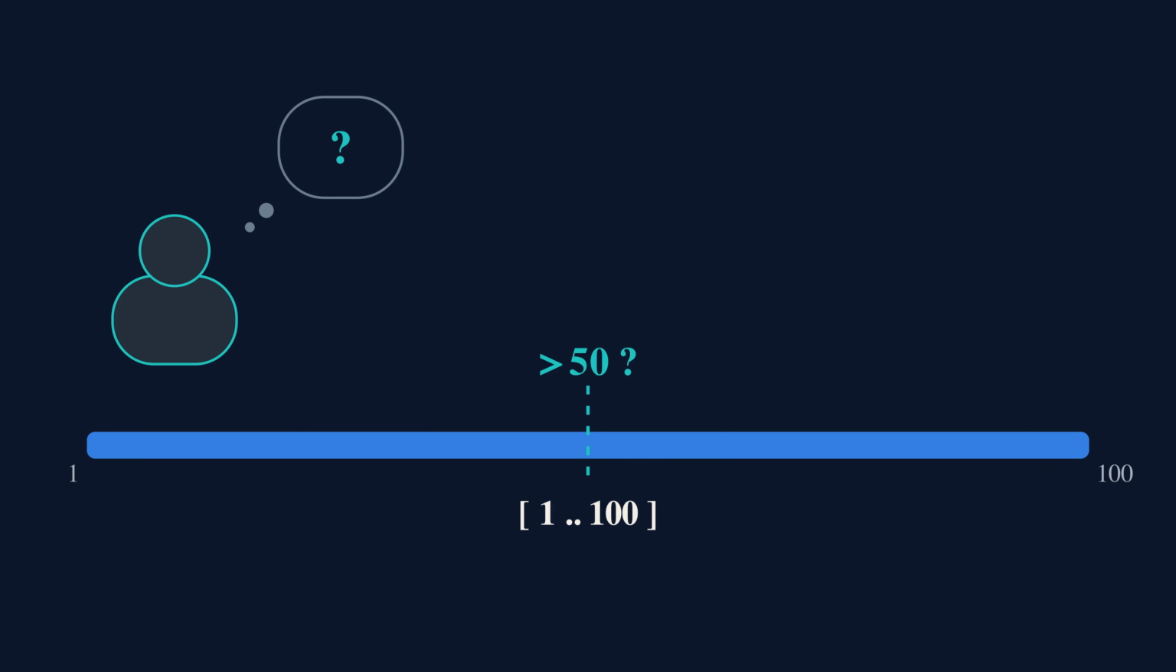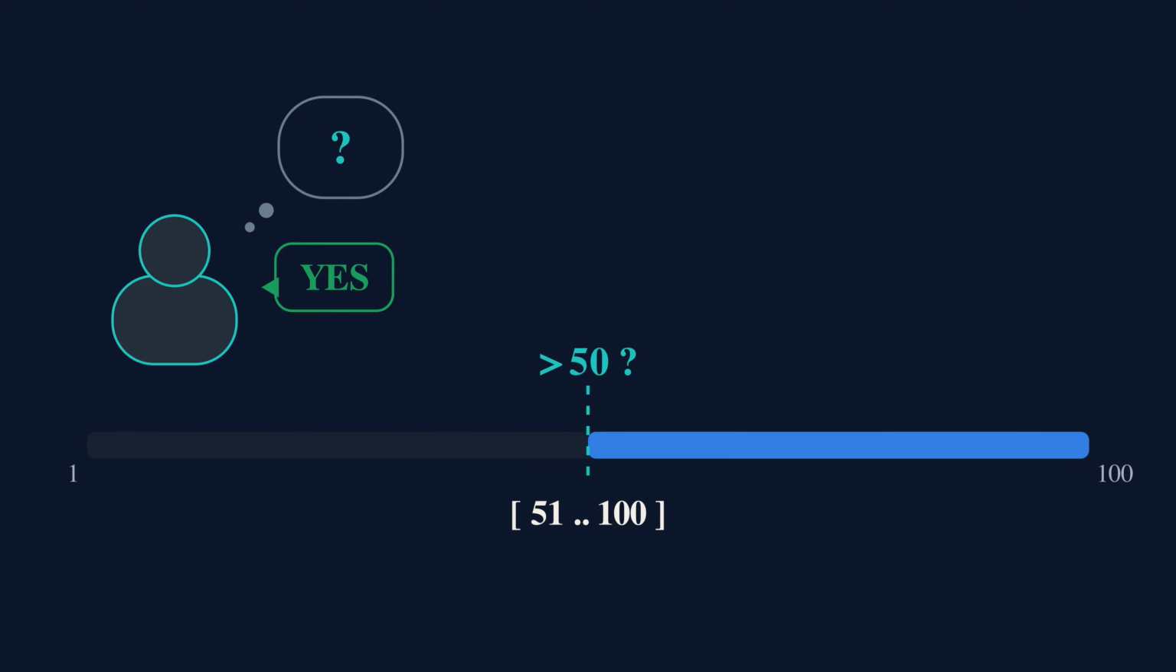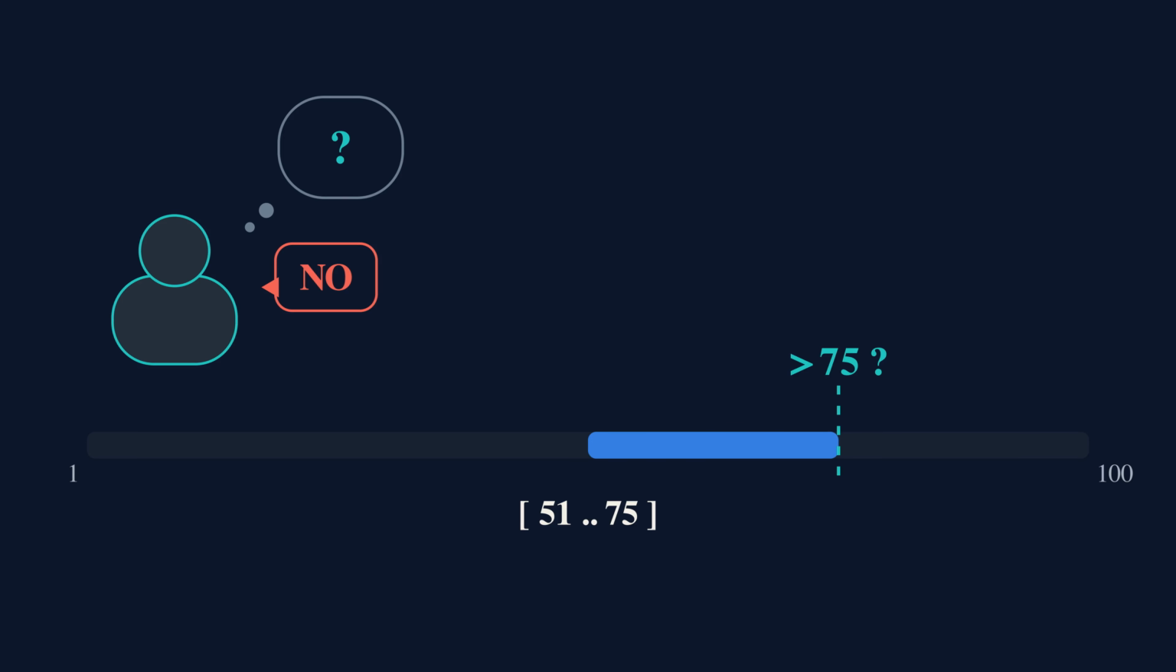Let's see. Is your number bigger than 50? There we go. So everything from 1 to 50, gone. That's half the numbers, in a single question. Now, is it bigger than 75? So it's hiding somewhere between 51 and 75. Half gone again. Bigger than 63?